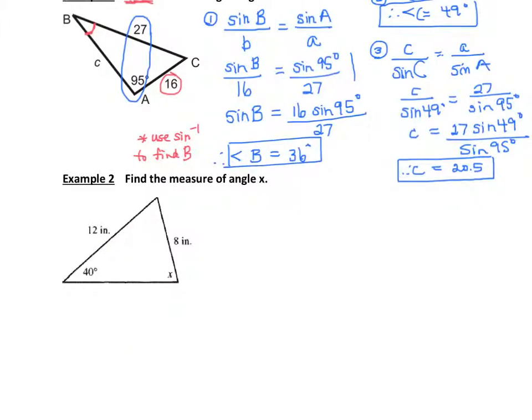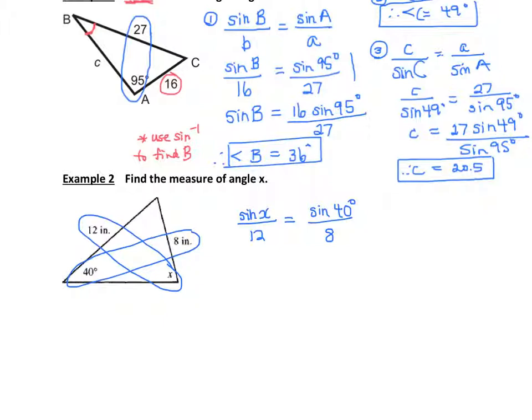Okay, moving along to the next example. In example 2, we're asked to find the measure of angle X. So since we're asked to find the measure of a missing angle, we will use the version of the formula that has the angles in the numerator. So we will say sine X over 12, since 12 is the opposite side, okay, equals sine 40 over 8, since those are across from each other.